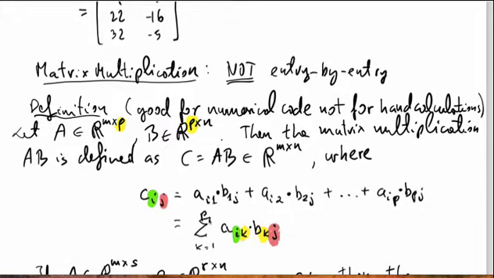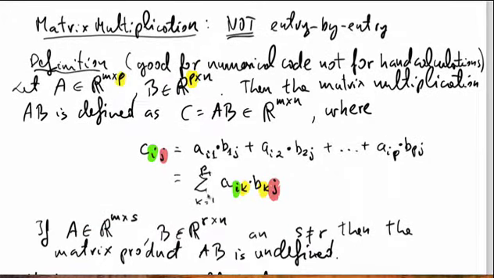Or writing it using the sum notation, the sum as k goes from 1 to P, the product A_ik times B_kj. So note that the row index i matches the row index of C from the elements of the A matrix, and the second, column index of the B matrix matches the column index of the C matrix.